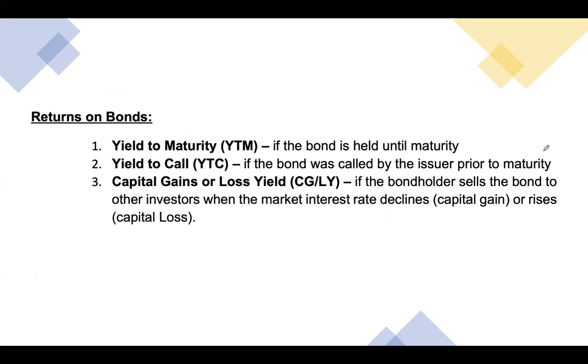Now, returns on bonds, we have YTM and YTC, which we have already discussed. So let's proceed to capital gains or loss yield. If the bondholder sells the bond to other investors when the market interest rate declines or rises: if it declines, the market price increases, so there is a capital gain. If the market rate increases, then the bond price decreases, so there will be an expected capital loss yield.